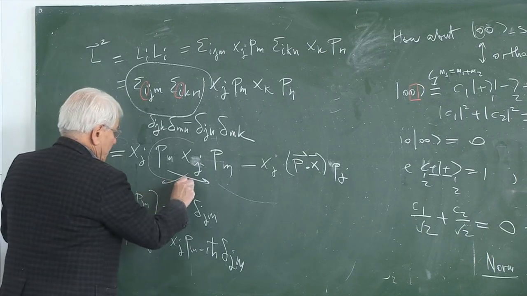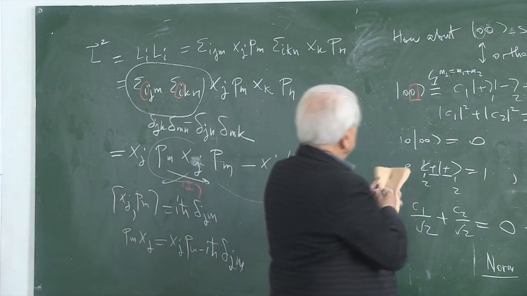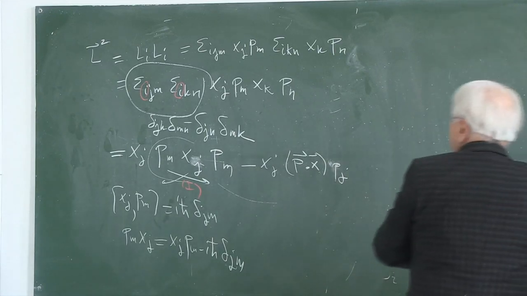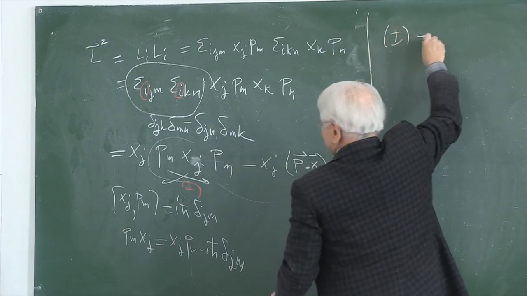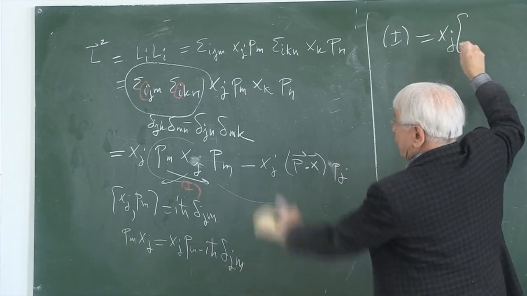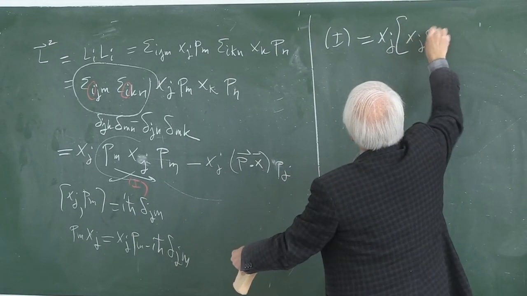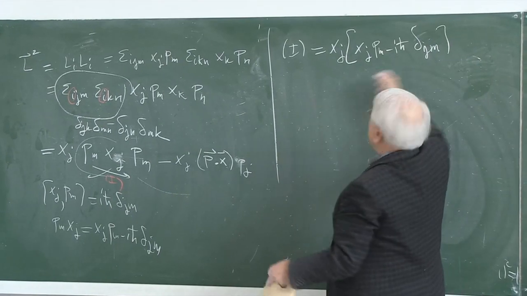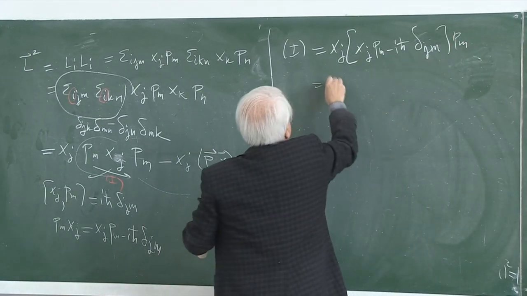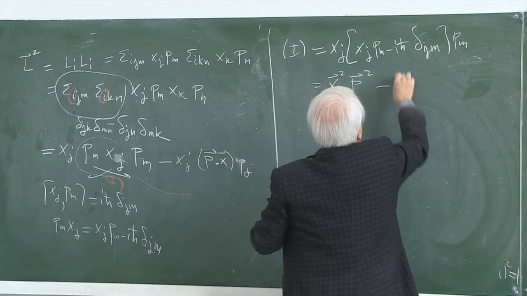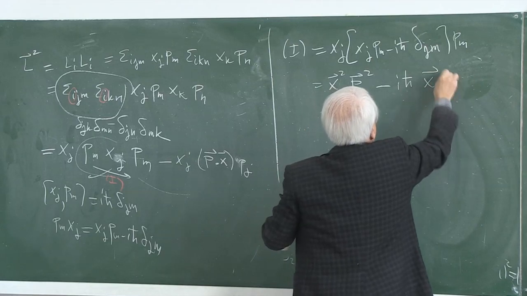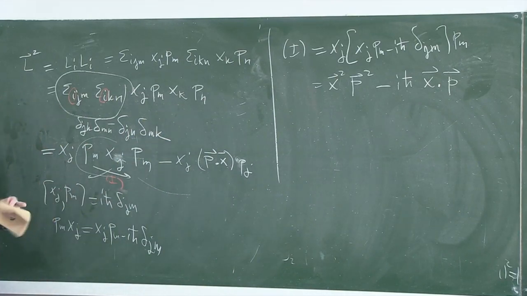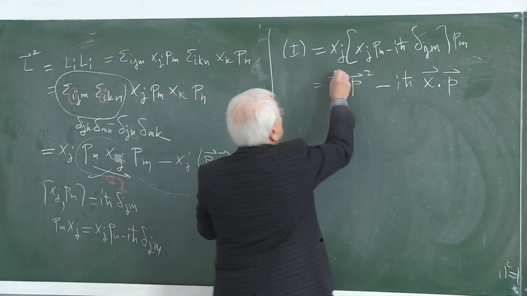So this first term is, with x_j overall to the left, x_j (x_j p_m minus ih bar delta_jm) times p_m. So what is it? It is x squared p squared minus ih bar x dot p. Nice, isn't it? We have been able to express the so-called first term as such. x squared is r squared, the length of x squared.